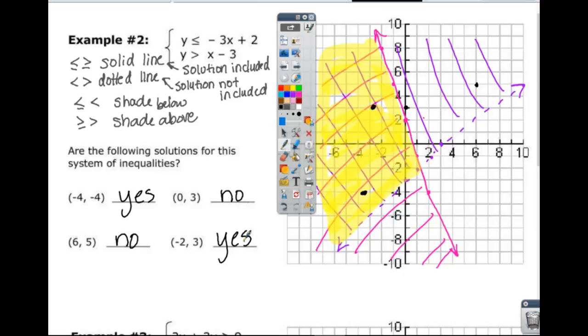So this point right here on that dotted line, if that was one of the points they were asking you about, it's on a dotted line and the answer is no. But if it's on the solid line, like this point right there, and it's in the yellow, then the answer is yes. That's included. So points on a solid line in the yellow part are included, but points on the dotted line in the yellow are not. That's the difference between the solid and the dotted.